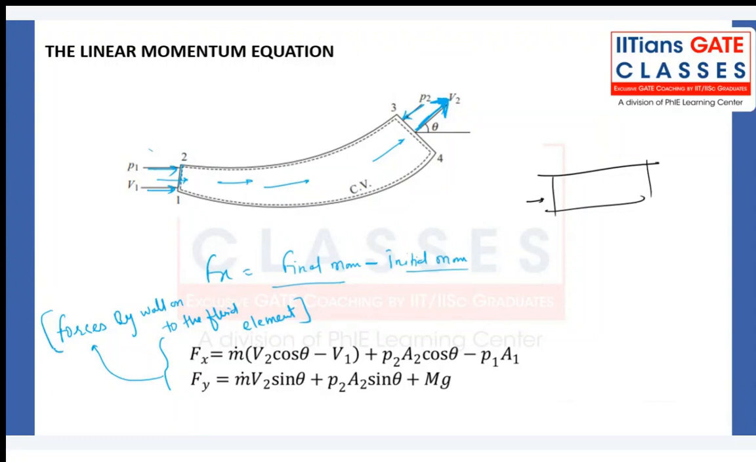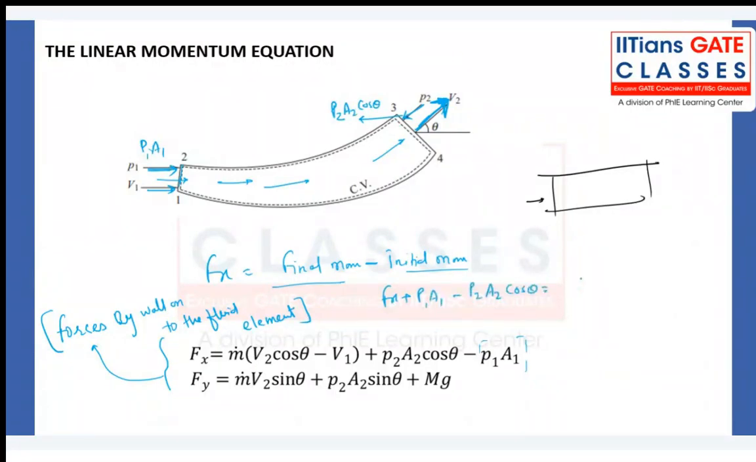Right? Now the good question will be why this term is coming. That is a pressure force term. Here this will be P2A2 cos theta, and here it will be P1A1. So what can we write, my dear friend? Fx plus P1A1 minus P2A2 cos theta, that is the rate of change of momentum.